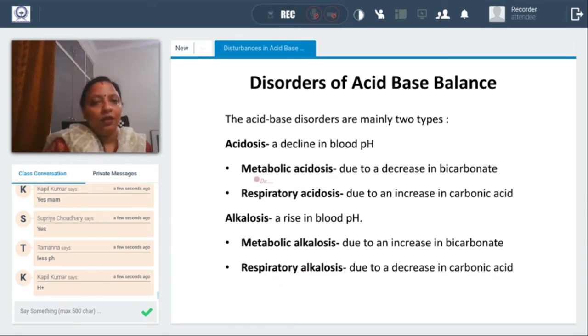So in the case of metabolic, you have to remember the word bicarbonate, and in the case of respiratory, you have to remember carbonic acid. Metabolic acidosis, decrease in bicarbonate; metabolic alkalosis due to increase in bicarbonate; respiratory acidosis, increase in carbonic acid, H2CO3; and respiratory alkalosis is due to decrease in carbonic acid. So please remember this word metabolic and this word respiratory. Metabolic relates with bicarbonate and respiratory relates with carbonic acid. So have you understood the whole definitions? Metabolic acidosis, respiratory acidosis, metabolic alkalosis, respiratory alkalosis.